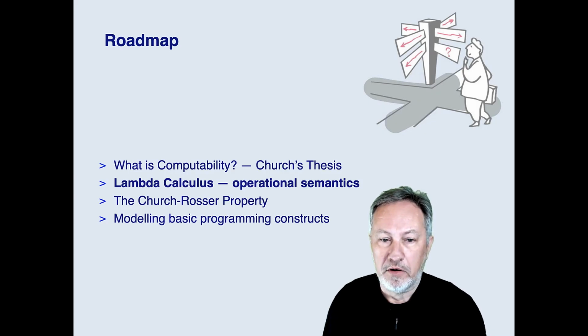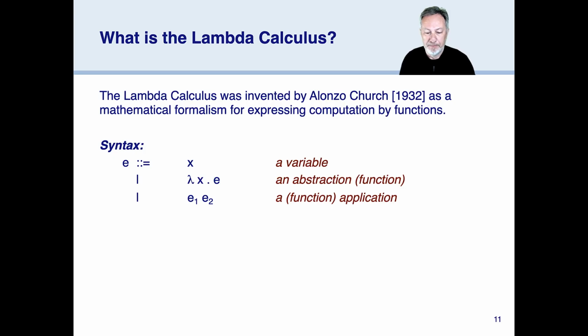Okay, now let's have a closer look at the lambda calculus and its syntax and its semantics. So, the lambda calculus was invented by Alonzo Church as a mathematical formalism for expressing computations by functions. The syntax is absolutely trivial. We only have three possible syntactic forms. A lambda expression, a program, is either x, which is a variable. It's an abstraction, lambda x dot e, which says that I have a function with a parameter x and a body e, which can be evaluated.